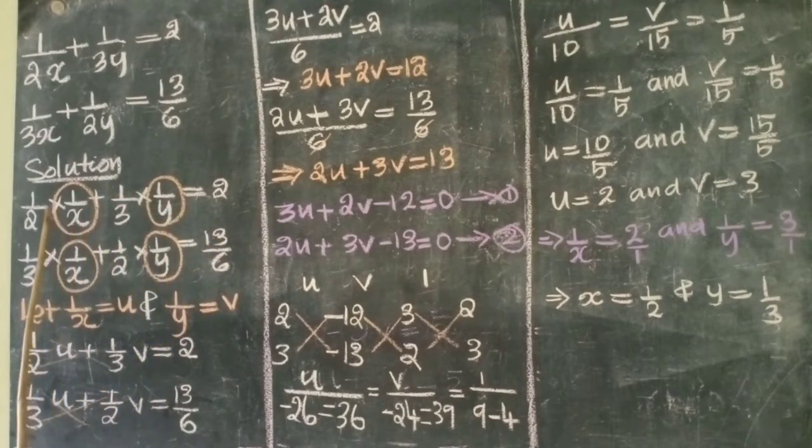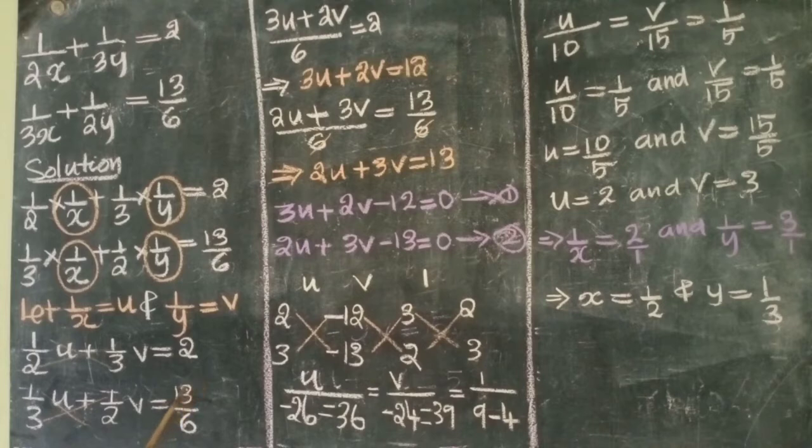Here this 1 by x we are going to substitute as u, and this 1 by y we are going to substitute as v. So in the place of 1 by x, u will come, and in the place of 1 by y, v will come. So the equations become 1 by 2u plus 1 by 3v equal to 2, and 1 by 3u plus 1 by 2v equal to 13 by 6.